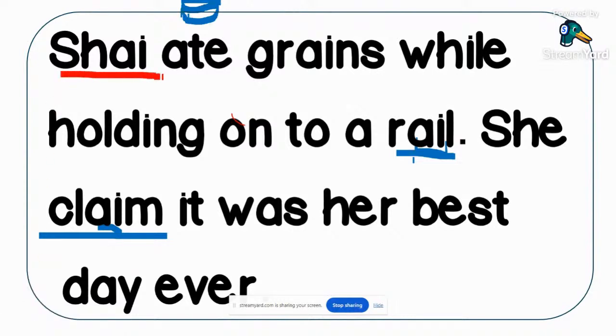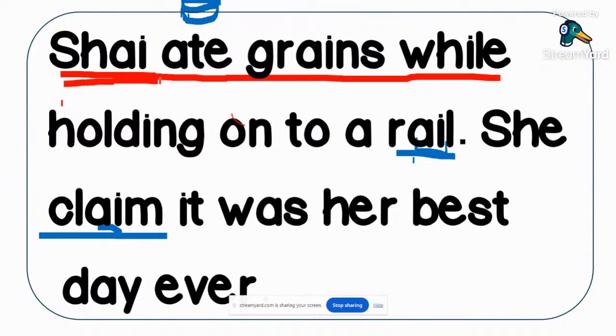She ate grains while. One more time. Let's practice one more time. She ate grains while. Very good. All right, let's go down to our next set of words.